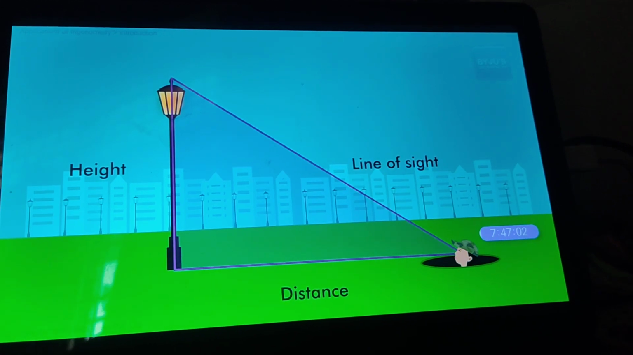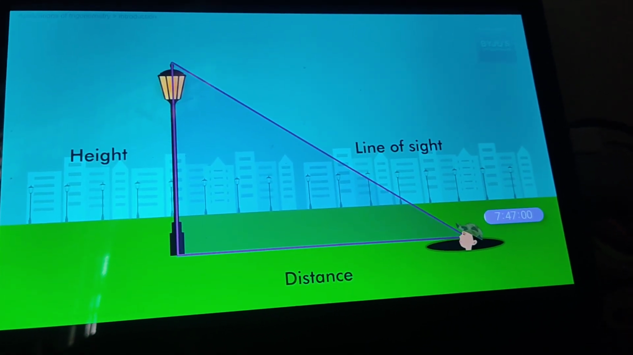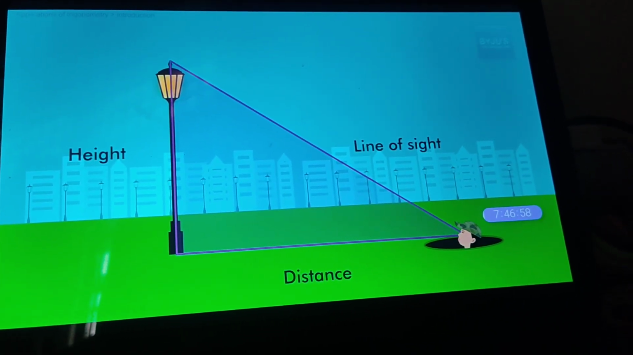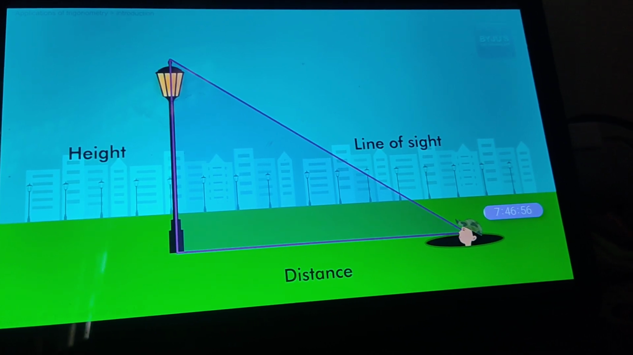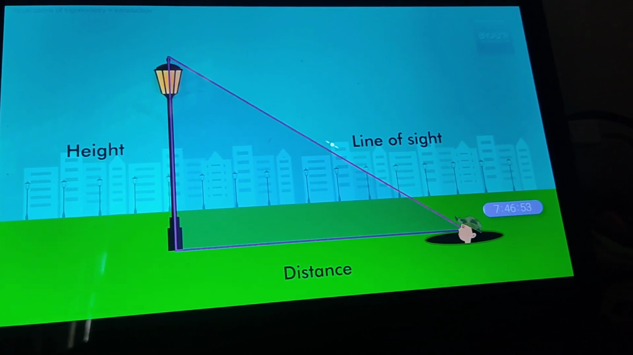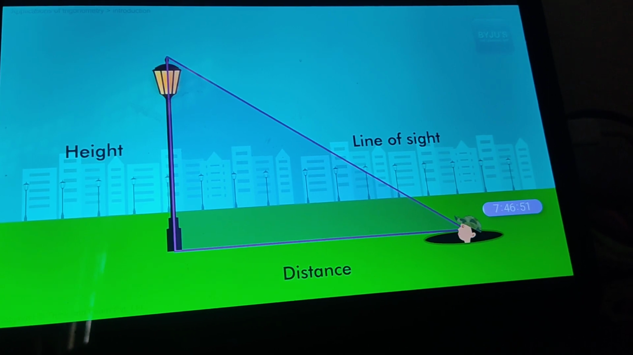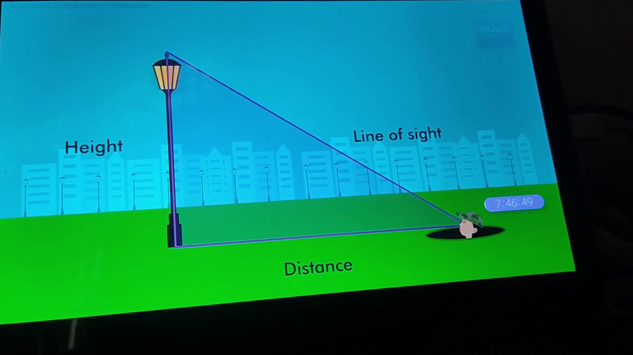Great, right? We have a triangle here. The height, one side, the vertical side of the triangle is our pole. The horizontal side is the distance between the base of the pole and my eye. And the third side is my line of sight. Perfect. So we have a triangle here.